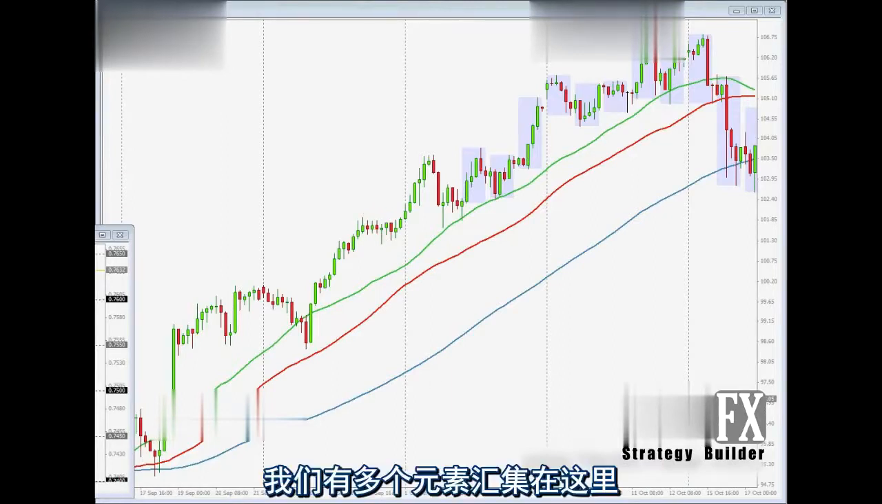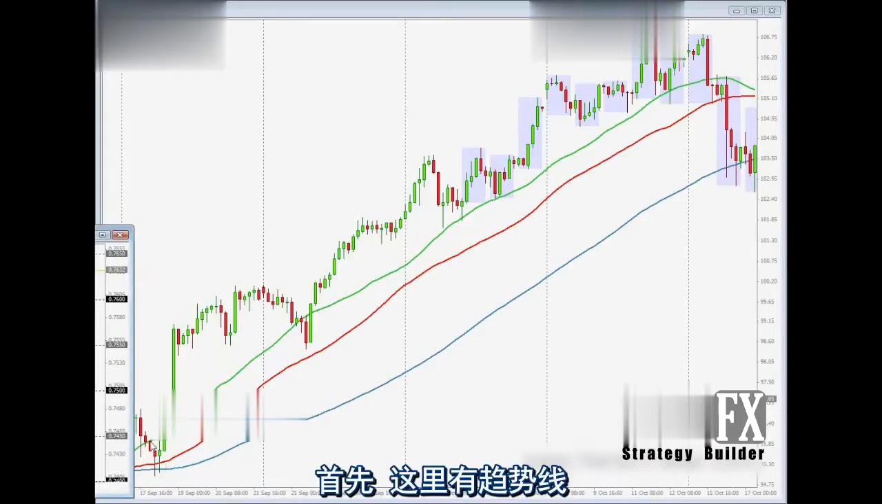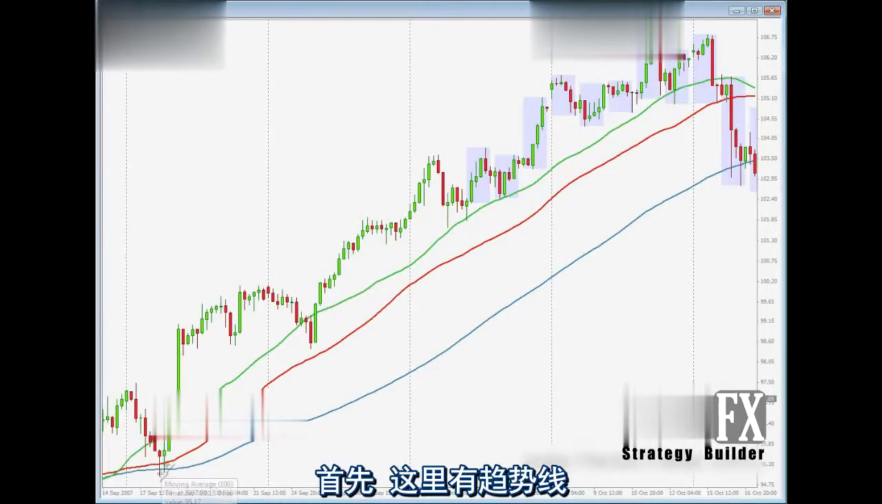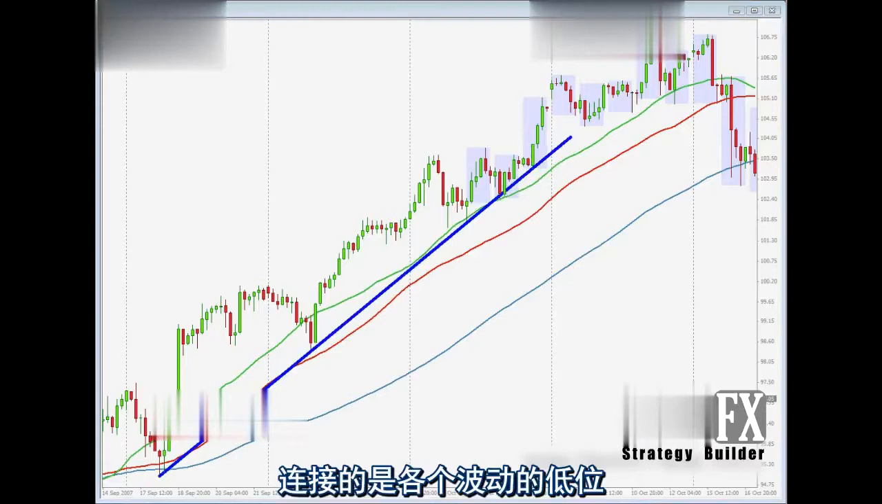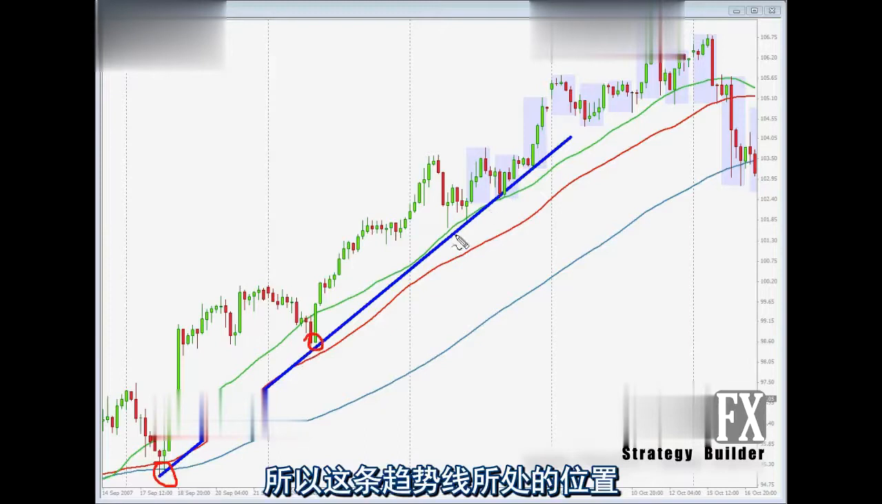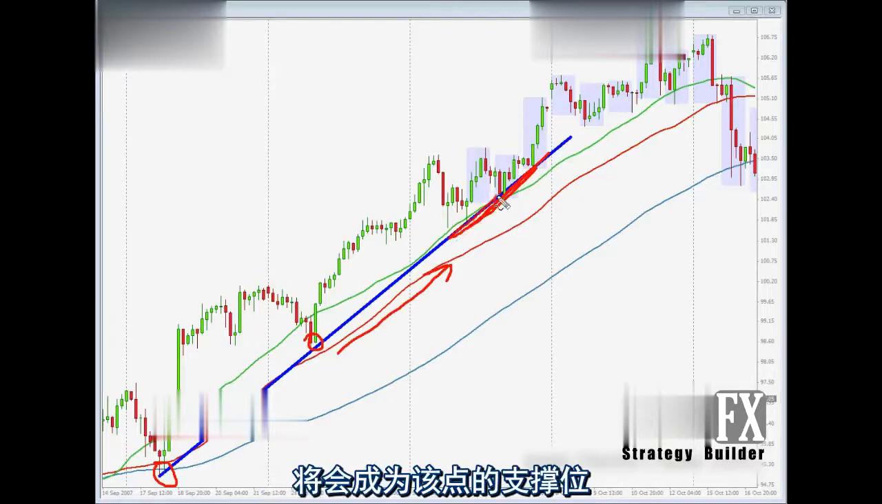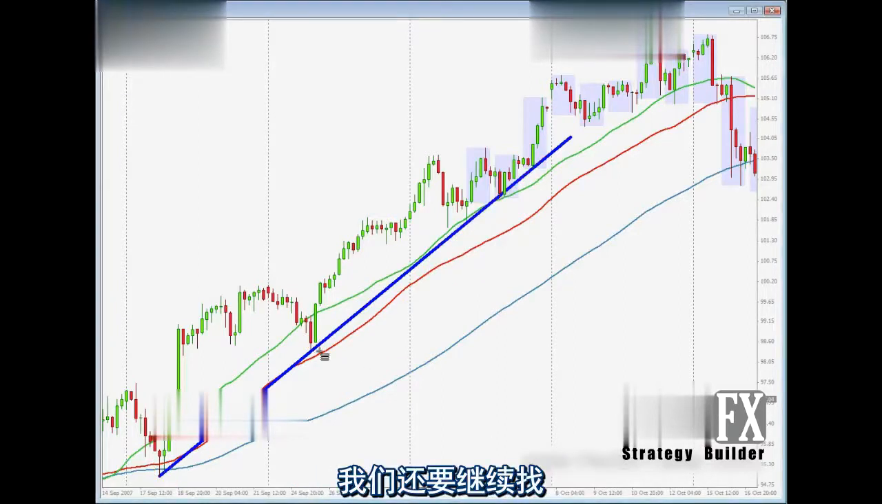We have also different elements around that area coming together. First of all, we have a trend line there, linking this swing low and the previous and the next one, also projected in time. The trend line comes around there. This area will work as support. But as usual, I always say that one level of support is not enough. You want to search for more of them.